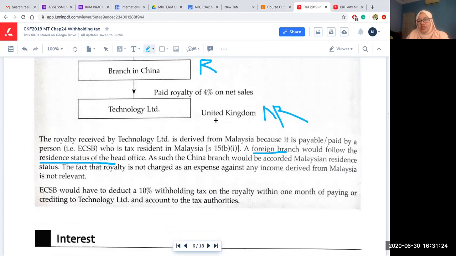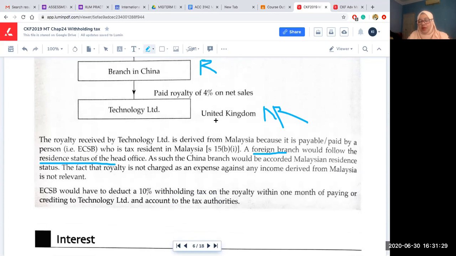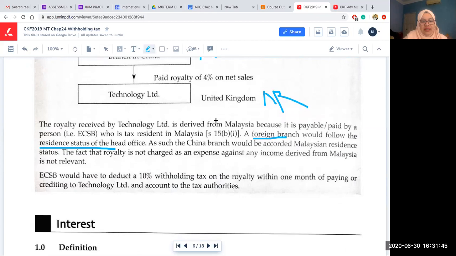The fact that the royalty is charged as an expense against the branch is not relevant. If you fulfill any one of those conditions, then it falls into deemed derived, right? ECLB will have to deduct 10% withholding tax on the royalty within 1 month of paying or crediting to Technology Limited and account to the tax authority. So that is on royalty.